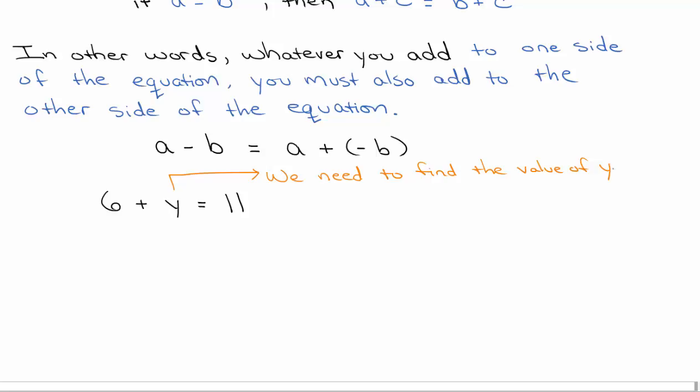In order to isolate the y, we would need to get rid of the 6 that's being added to the y. So the opposite of adding 6 is subtracting 6. So I can subtract 6 from both sides of this equation. 6 minus 6 is just going to give me a 0. And then I'll be left with y is equal to 5. Okay? And we're going to get used to writing this as a solution set.